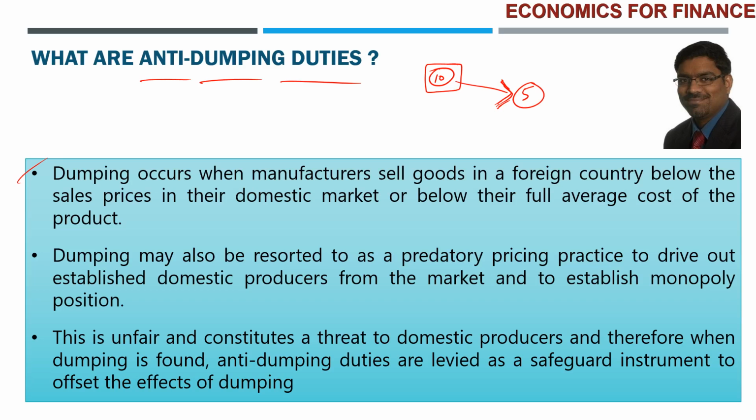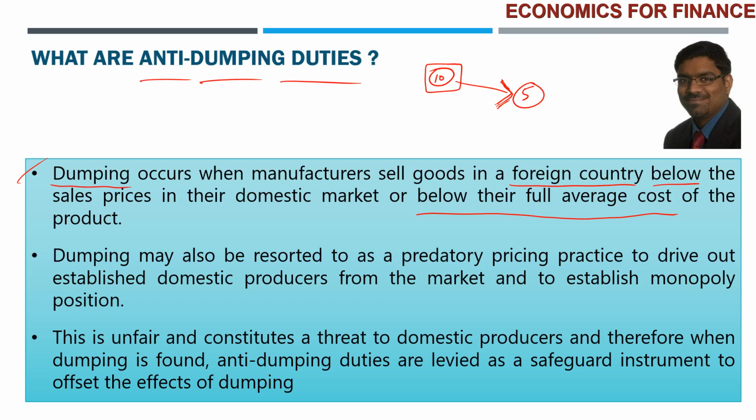Then that amounts to dumping. When any manufacturer sells goods in a foreign country below the sale prices in the domestic market, or even below their full average cost of the product. Actually, they are not covering the cost of the product itself. Full average cost, not just variable costs. If they are not covering their full average cost, that means they are selling at a loss, but still they are selling in other countries. Why are they doing that? Whatever the reason might be, that is called dumping.